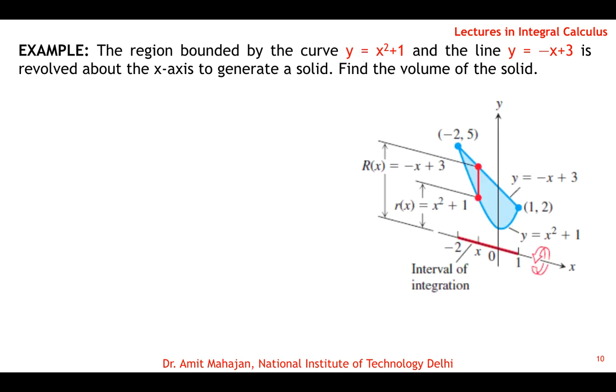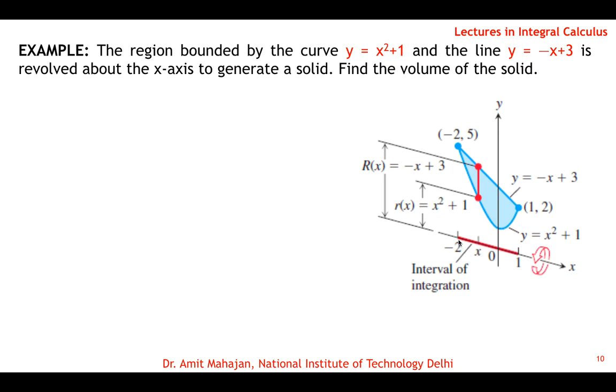Okay, so you can see that this is the y is equal to x square plus 1 curve, and this is the y is equal to minus x plus 3 curve. So the region bounded is this region, and this region is rotated about the x-axis. The x-axis is here. Because the x-axis is not lying on the boundary or on the plane region, it will generate a washer. So we have to calculate two radii here.